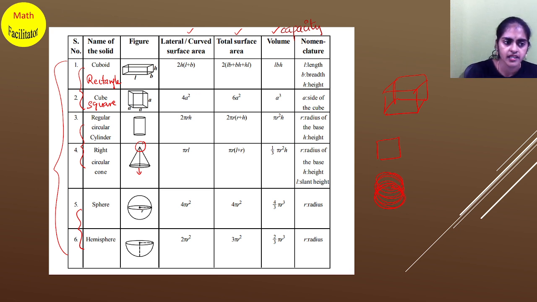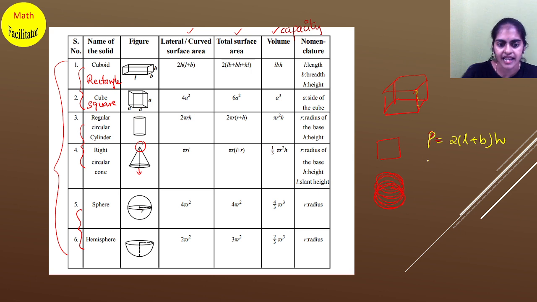Now for lateral surface area, I told you the cuboid's 2D shape is a rectangle. So what is the perimeter of a rectangle? Perimeter of a rectangle is 2 into (L plus B). Do you remember? Now to this rectangle I said you will add height. So just write height. You will get the lateral surface area of a cuboid.